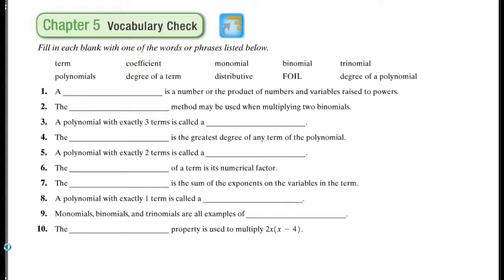Let's see. Okay, so we have 10 terms here for chapter 5. Let's look at what we have here. So we have term, coefficient, monomial, binomial, trinomial, polynomials, degree of a term, distributive, FOIL, and degree of a polynomial. All right.